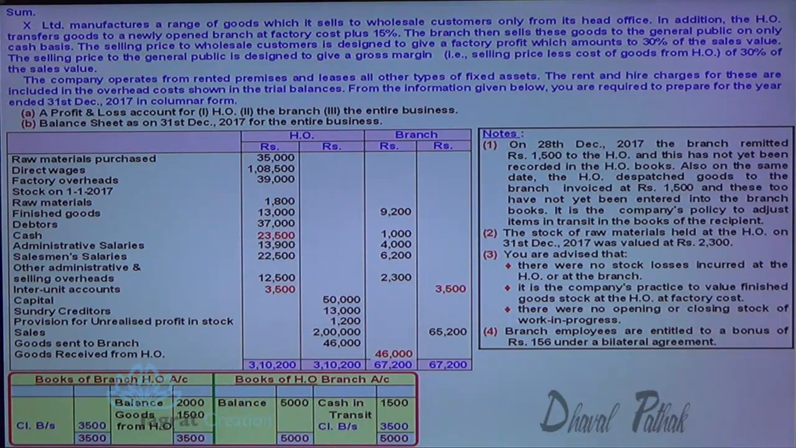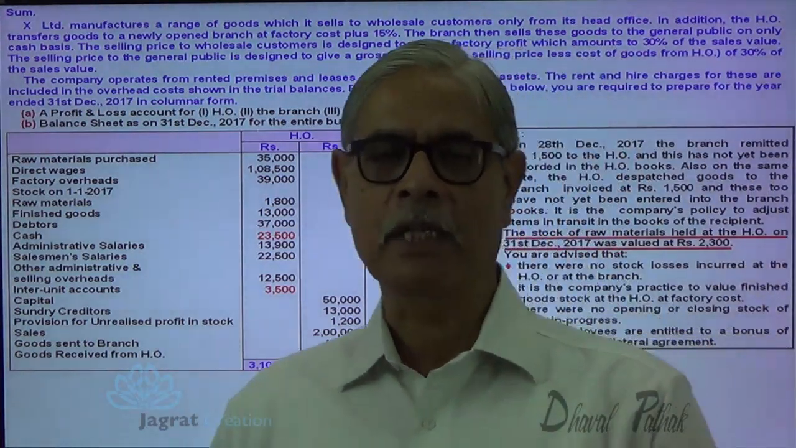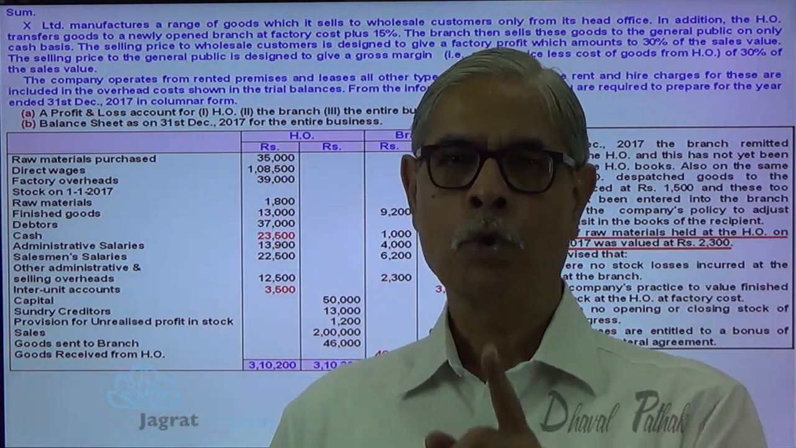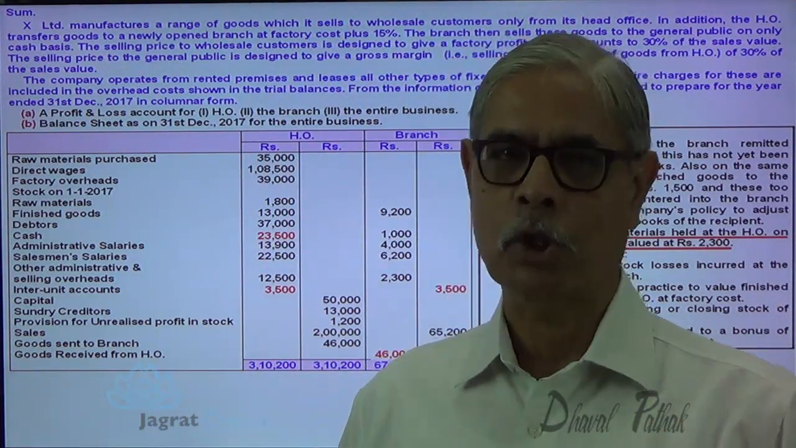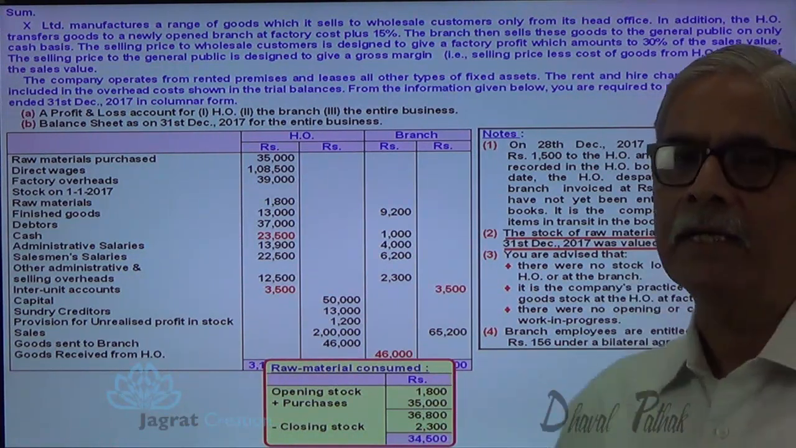Now, I would like to find out the closing stock at HO and closing stock at branch. For that, first of all, in light of the closing stock of raw material, I would like to find out the raw material consumed. Opening stock plus purchases minus closing stock is equal to raw material consumed, so that I can find out the cost of production. Opening stock of raw material plus purchases minus closing stock, 34,500 is the raw material consumed.